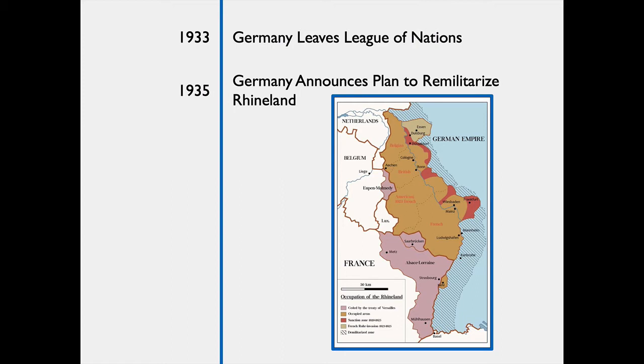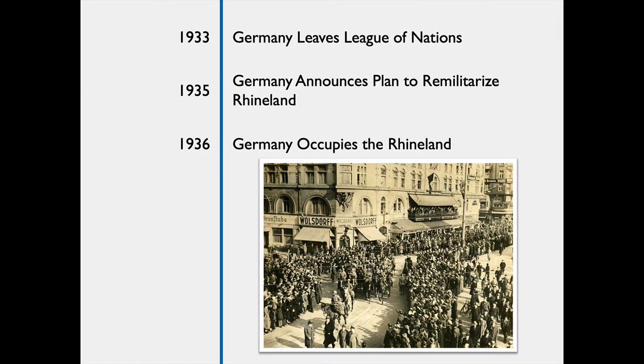In 1935, Germany announced a plan to remilitarize the Rhineland, and the Rhineland refers to this border region between France and Germany. You can see it on this map here. So in 1935, they basically just say, hey, we're not going to abide by the principles of the Treaty of Versailles as it pertains to the Rhineland. Remilitarization obviously requires a buildup of military strength, so they were ignoring that component of the Treaty of Versailles. And then in 1936, they move in and occupy the Rhineland.